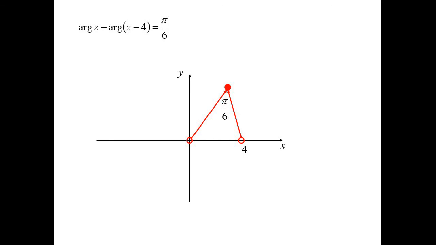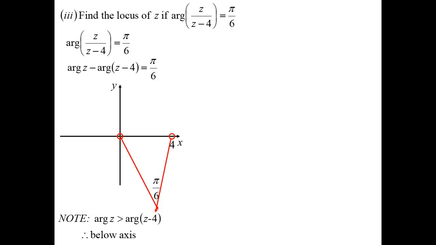Argument of z minus the argument of z minus 4 is pi on 6. But the argument of z is that one there. Argument of z minus 4 is that one. But that's the exterior angle of the triangle. That angle has to be bigger than pi on 6 because it's the exterior angle of the triangle. But look at what we're saying. We're saying the argument of z is bigger because when I subtract, I get pi on 6. So clearly z cannot be above the axis. The only other logical conclusion is it's below.